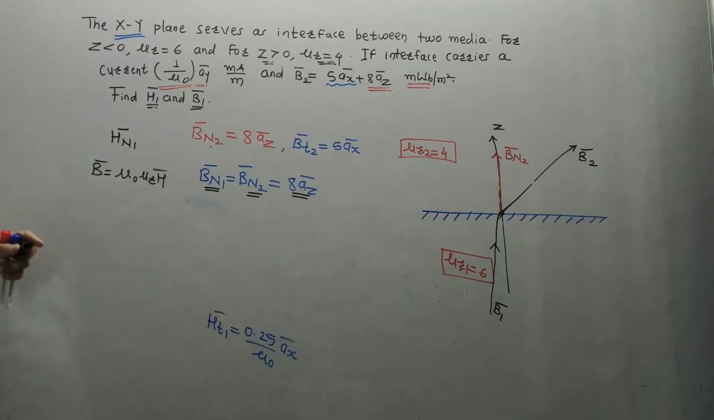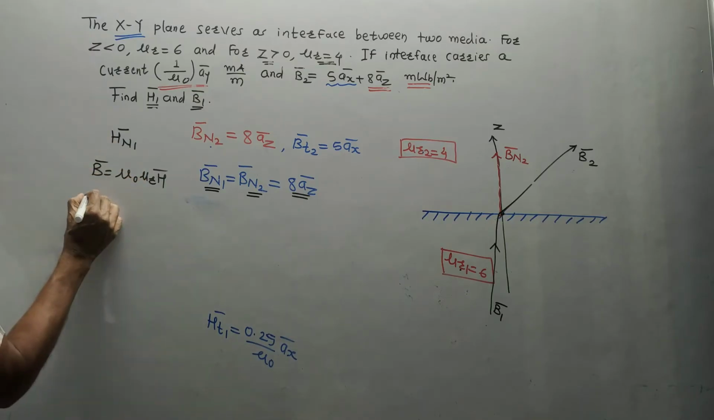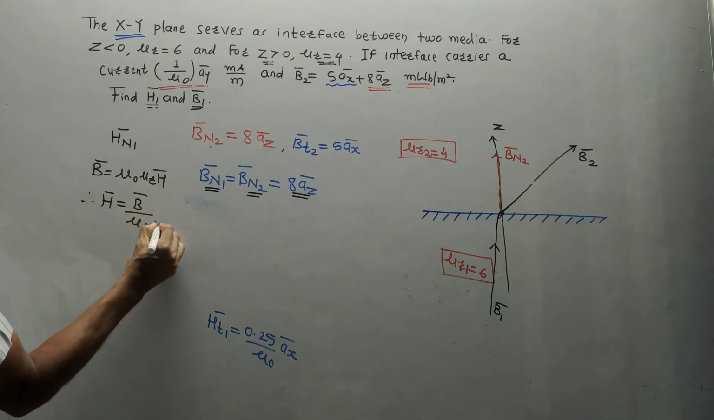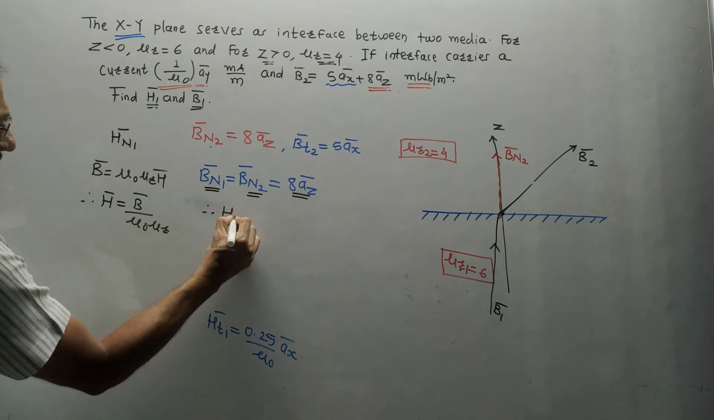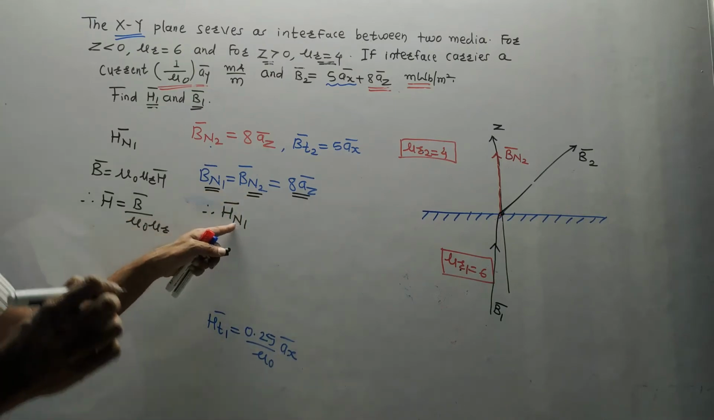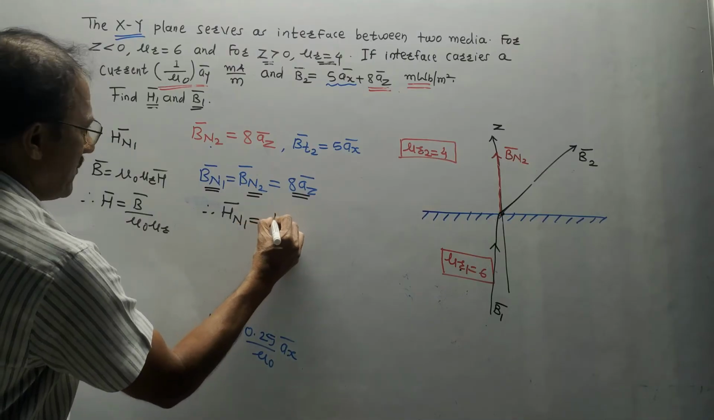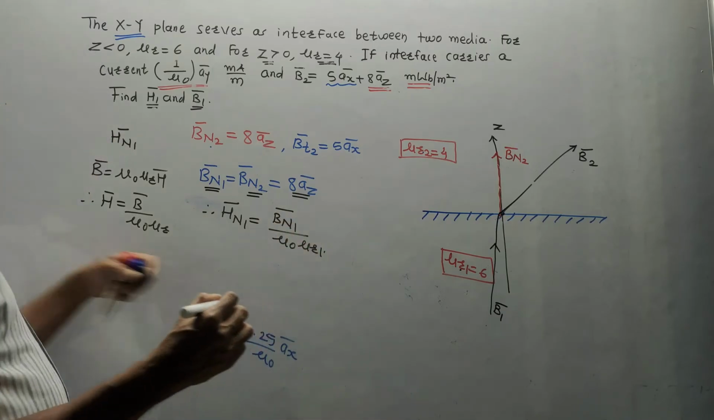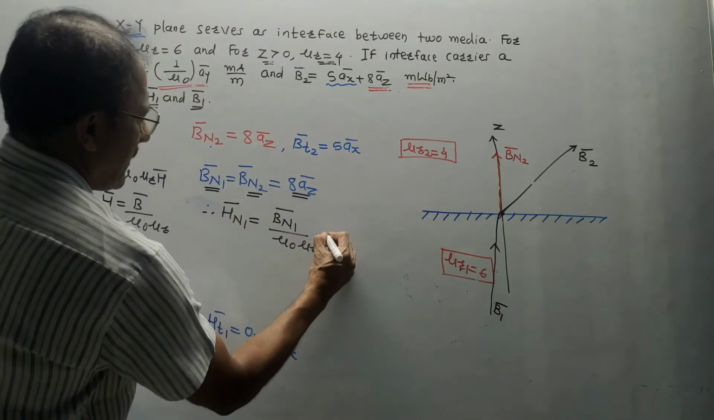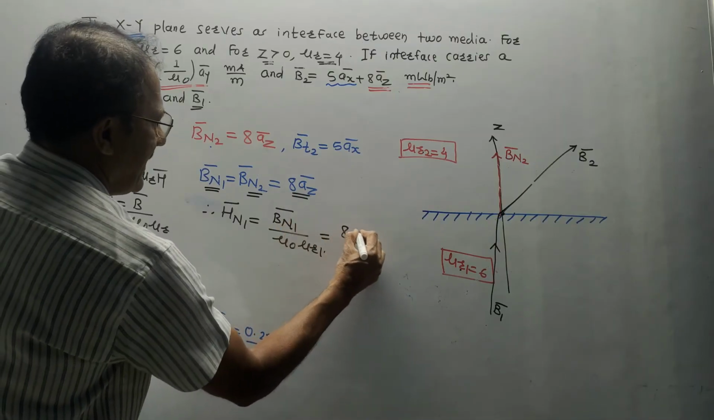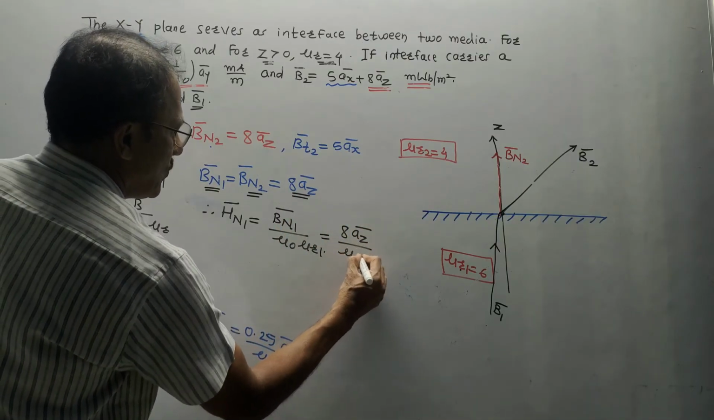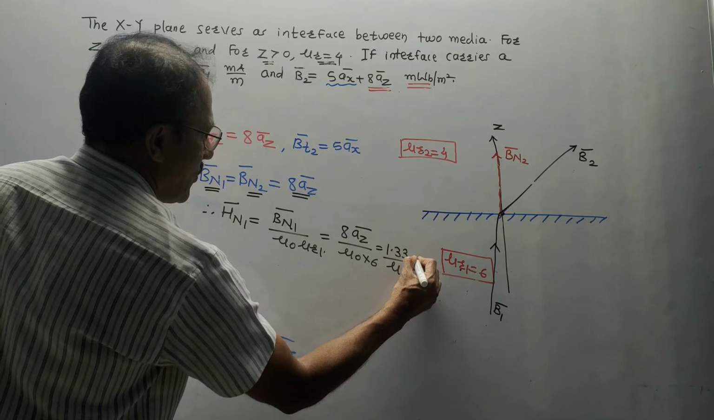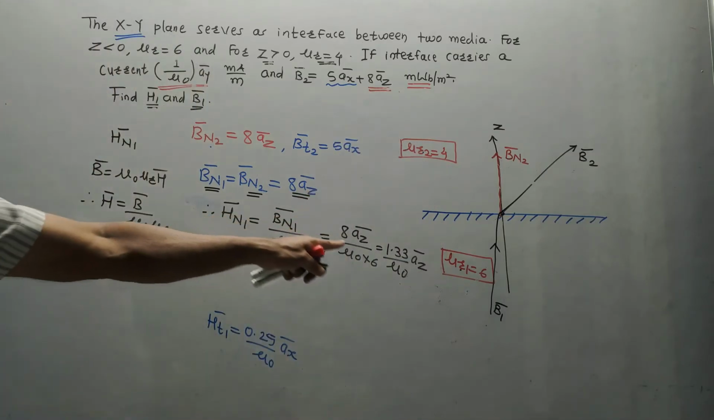So B bar is mu 0 mu R H bar. I want HN1 bar, so from this I will write H bar is B bar upon mu 0 mu R. Therefore, to obtain HN1 bar, do remember this suffix is 1, so it is BN1 bar upon mu 0 mu R1. Refer to the diagram, mu R1 is 6. The value of BN1 is 8 AZ bar upon mu 0 into 6. So it is 1.33 upon mu 0 AZ bar. This is the value of HN1 bar.